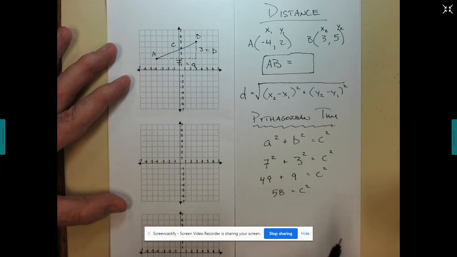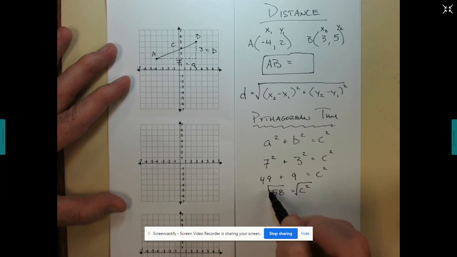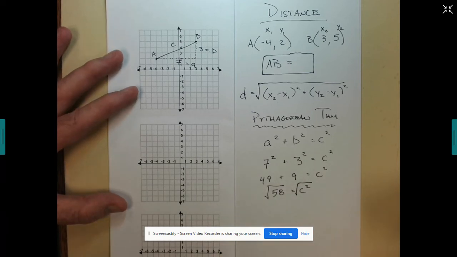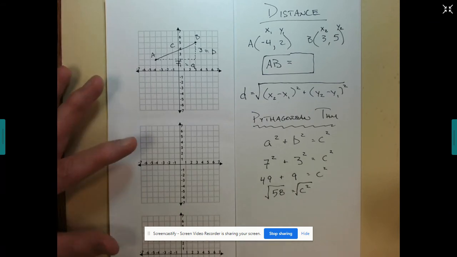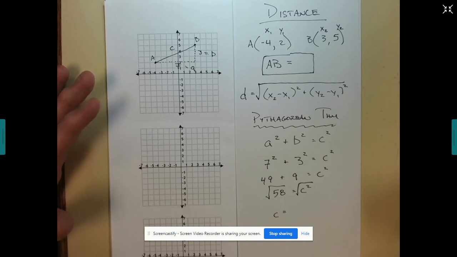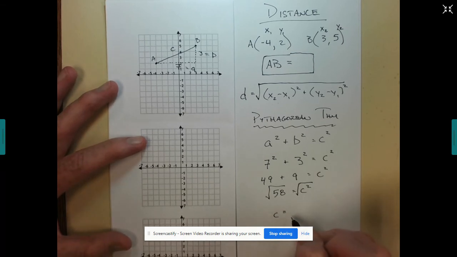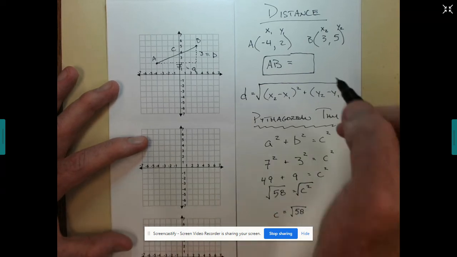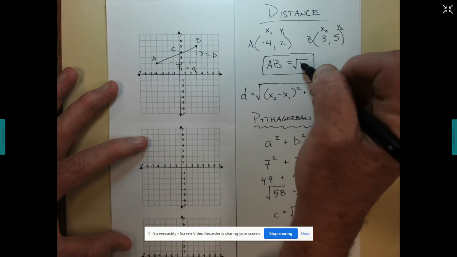So the only way to get rid of a square is to use the opposite operation. I have to square root both sides. Now the square root of 58, it's not a simple answer. If you plug it into a calculator, if I square root 58, I'm going to get something in between 7 and 8. But that would mean I'd have to round. So I can actually just leave my answer as the square root of 58. That's the distance that I was looking for.